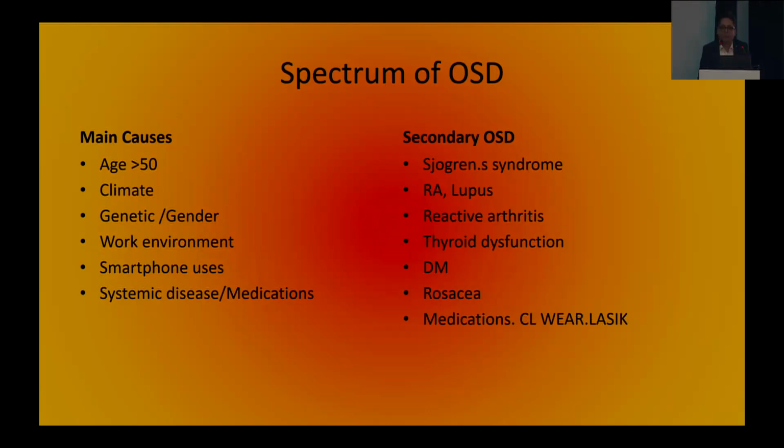Now what is the spectrum of ocular surface disease? The main causes are age, when the patient is more than 50 years; climate, when patients work in a very hot humid climate; genetic predisposition; gender, usually postmenopausal female patients; and work environment, such as long screen time. Systemic disease and medications: long-term systemic medications can cause ocular surface disorder, or OSD. Secondary OSD occurs with Sjogren's syndrome, rheumatoid arthritis, lupus, reactive arthritis, thyroid dysfunction, diabetes, rosacea, and medication. Sometimes we have noticed it in post-refractive surgery patients and chronic contact lens users.